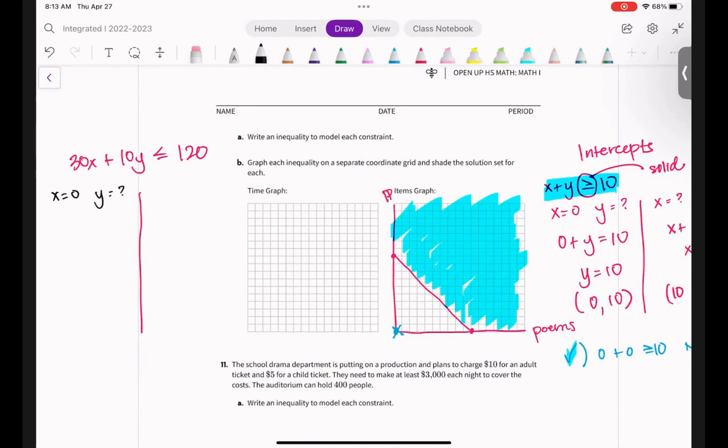So you should have gotten 30 times 0 plus 10y less than or equal to 120, right? Well, 30 times 0 is 0. So then we get 10y is equal to, I'll write equal to 120. So that means y equals 12. So some of you are combining your x and your y. Don't do that. So x is 0 and y is 12.